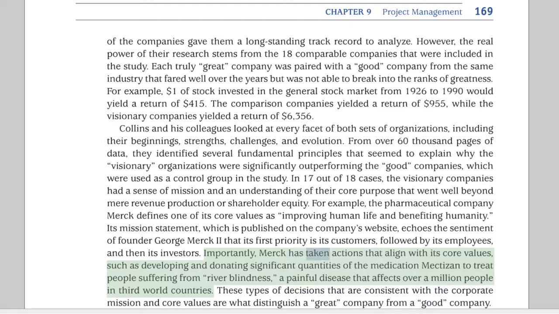Importantly, Merck has taken actions that align with its core values, such as developing and donating significant quantities of the medicine to treat people suffering from river blindness, a painful disease that affects over 1 million people in third-world countries. These types of decisions that are consistent with the corporate mission and core values are what distinguish a great company from a good company.